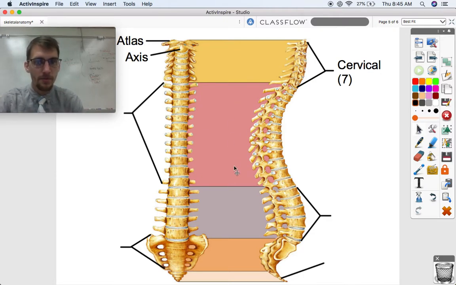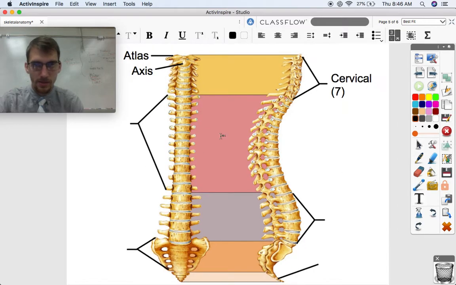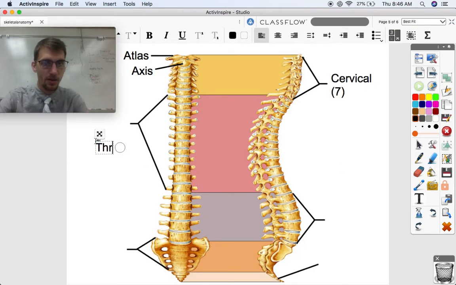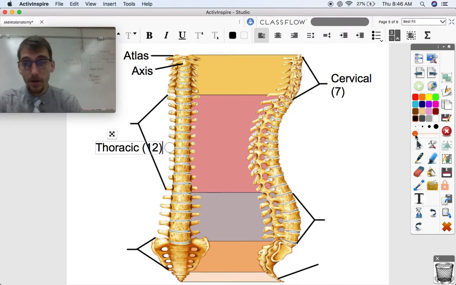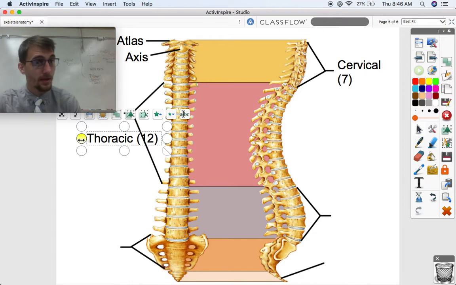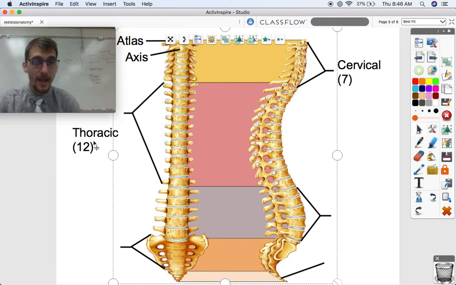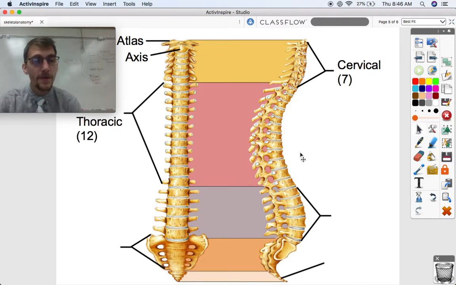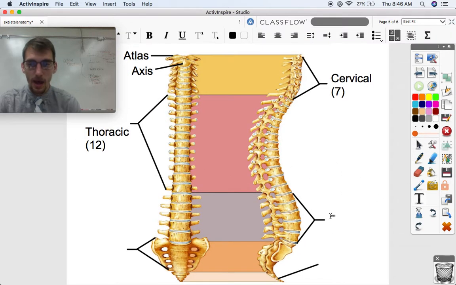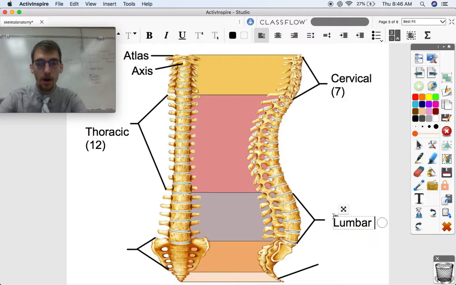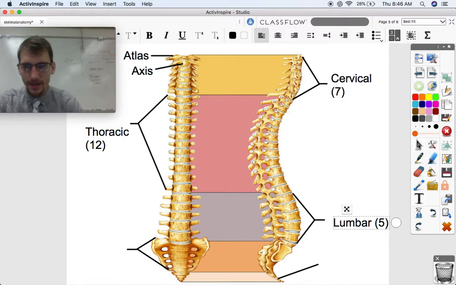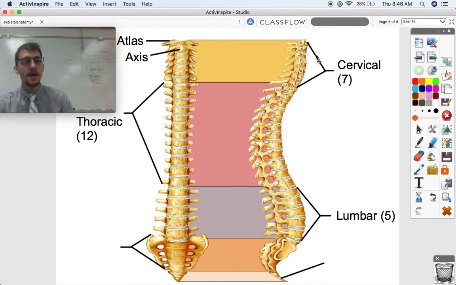Okay, moving on from there, this red region, this other bracket to the left, is called the thoracic vertebrae, and there are 12. There are 12 thoracic vertebrae, named T1, T2, T3, all the way down to T12. Inferior to the thoracic vertebrae is what we call the lumbar vertebrae. And guess how many you have here? You have 5. So if we add these up so far, we have 7 plus 12 plus 5. That adds up to 24.